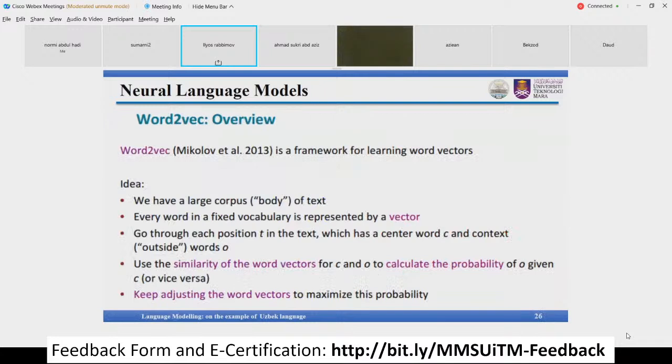Word2Vec is a framework for learning word vectors presented by Thomas Mikolov. The main idea of word vectors: we have a large corpus of text. Every word in a fixed vocabulary is represented by a vector. Go through each position T in the text, which has center word C and context word O. Use the similarity of word vectors for C and O to calculate the probability of O given C. Keep adjusting the word vectors to maximize this probability.